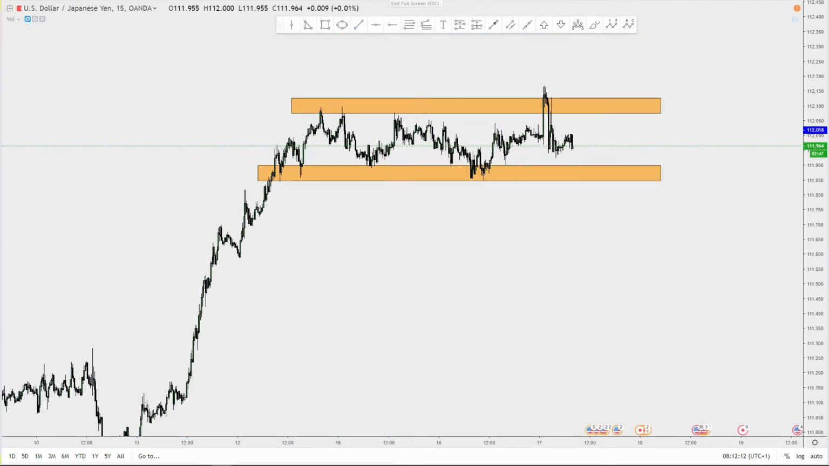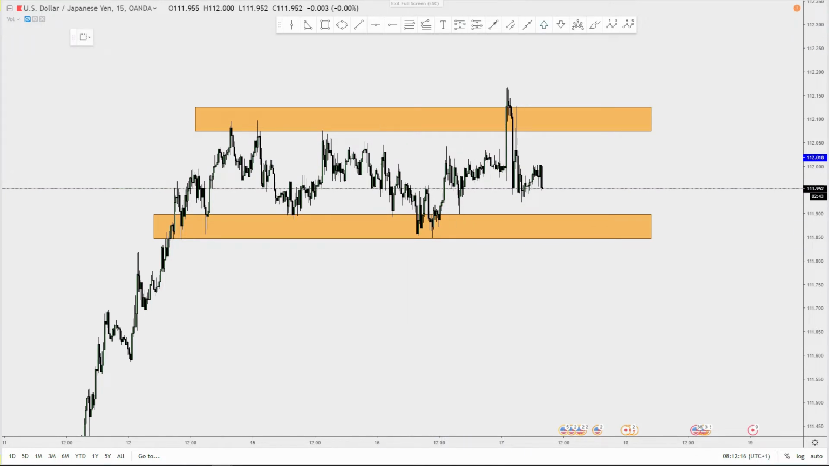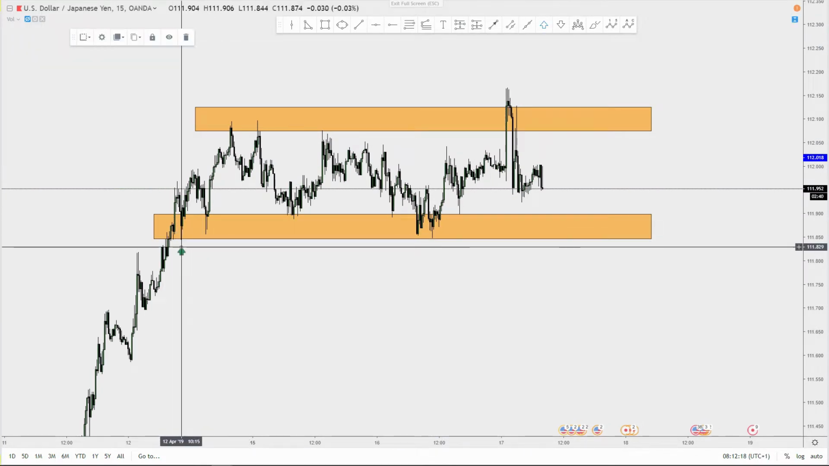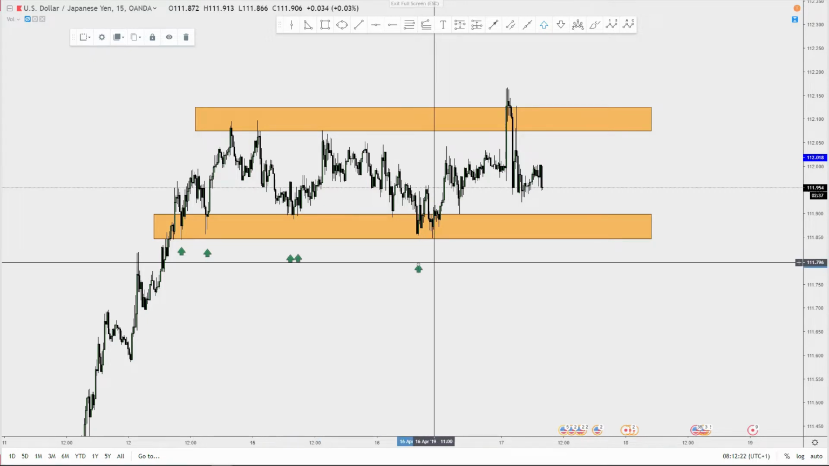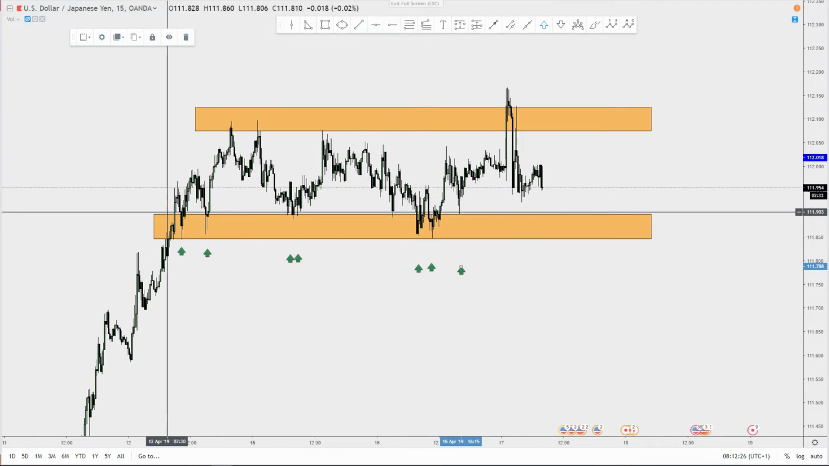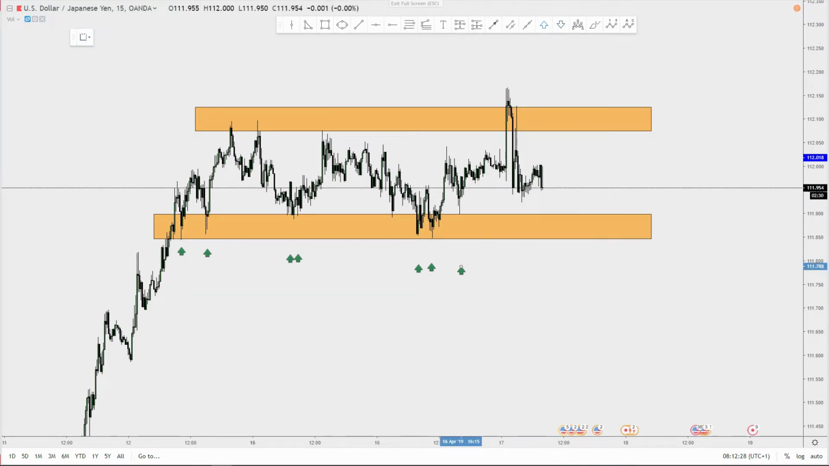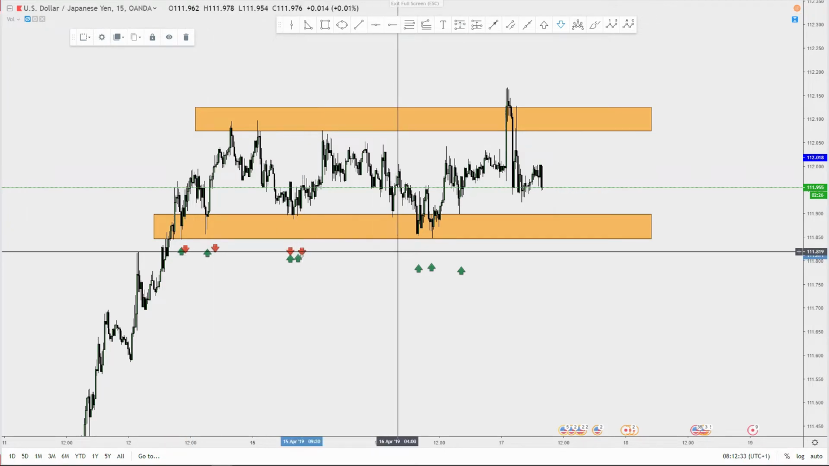We all know that people like to be positioned as close to the action as possible, which will undoubtedly result in a collection of stops above this level. So anyone that wanted to go long, they're all positioned behind here. Obviously if they're buying, their stops are a sell.